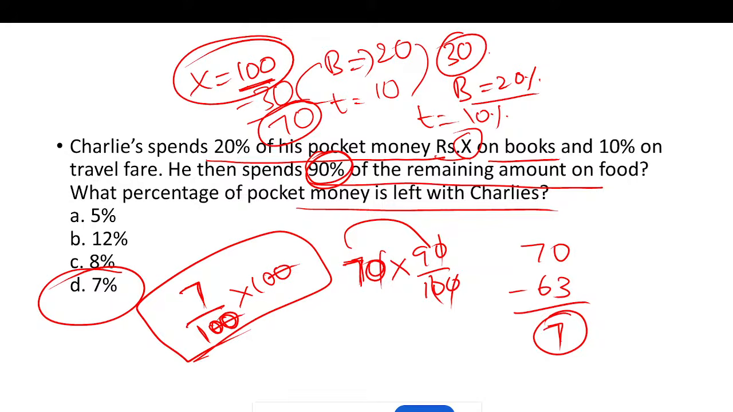One question for you. How much percentage did he spend on food out of total pocket money? Comment your answer. What is the percentage of food out of total pocket money? Comment your answer.